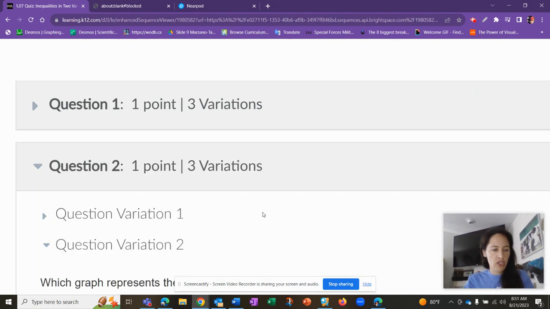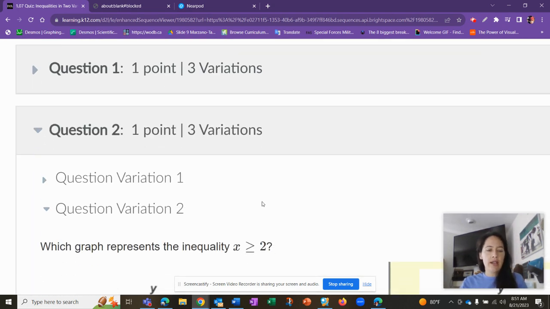Question 2, variation 2. Which graph represents the inequality x is greater than or equal to 2? Okay, it's still on a coordinate plane, and if you saw that exercise I showed you, and especially if you clicked through and worked through your lesson, you'll be ready to answer this. X greater than or equal to 2. Solid line at x equals 2, shaded to the right, right? All the values where x is greater than or equal to 2.